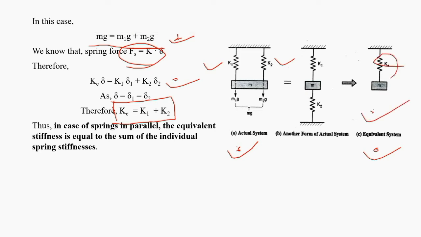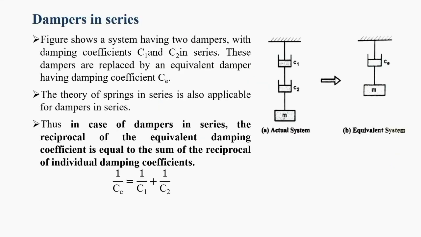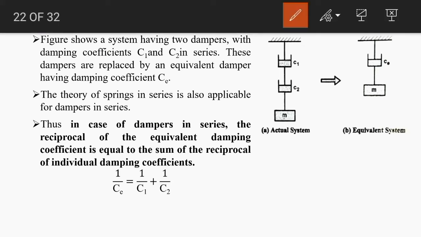Okay, so this is about equivalent stiffness. Now equivalent damping coefficients. For that purpose, our first case is two dampers in series. Here this is our actual system in which two dampers having damping coefficients C1 and C2 are in series.